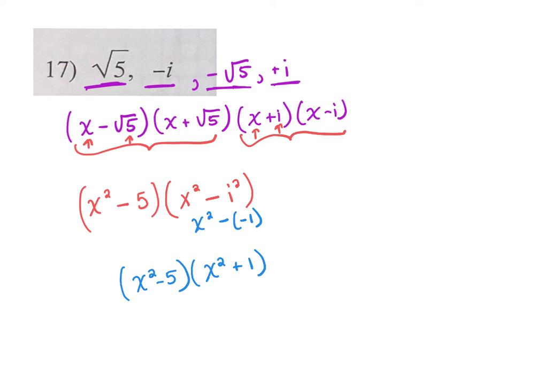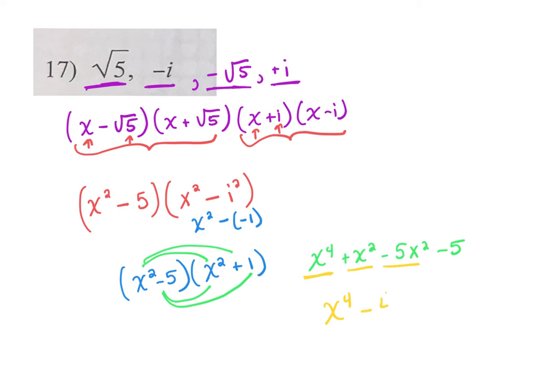Now I have a rather simple FOIL, right? It's just a binomial and a binomial. So I'm just going to FOIL him. x squared and x squared. x squared and 1. -5 and x squared. -5 and 1. And then I'm going to simplify. x to the 4th doesn't simplify with anything. 1x squared, -5x squared is -4x squared, and then the -5 also cannot simplify with anything.